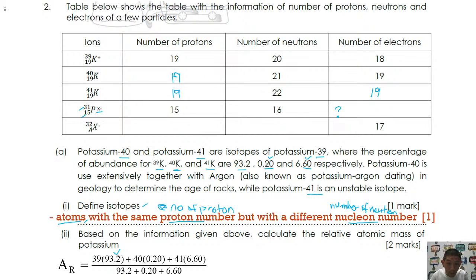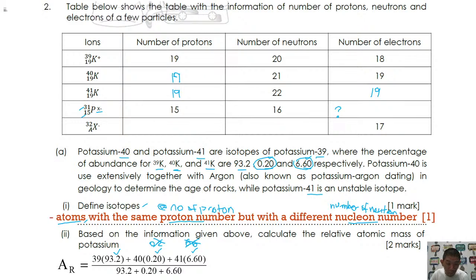Question gives you 0.20 and 6.60. You must substitute as 0.20 and 6.60. We will penalize you if you just put 0.2, wrong. If you just put 6.6, also wrong, we will not give you any marks for that. You must substitute exactly as given to you in the questions.